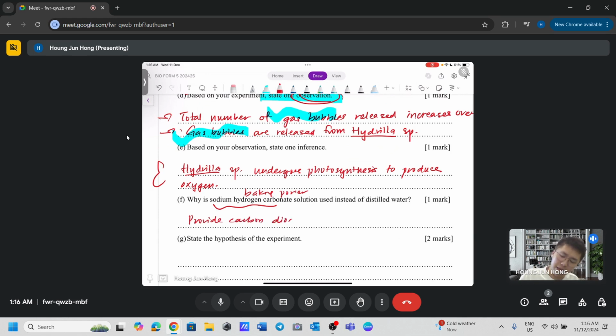If even better, I would like you to say actually provide more carbon dioxide, because technically distilled water also dissolves carbon dioxide. It does have carbon dioxide. It's just that why do we put such a baking powder? Why do we put hydrogen carbonate? Because it has more carbon dioxide. That's why I will say to provide more carbon dioxide. Okay, yes.